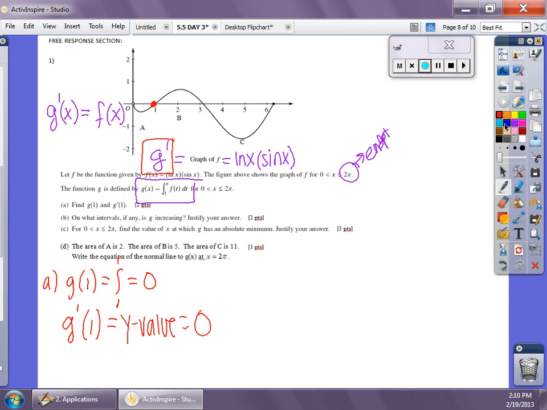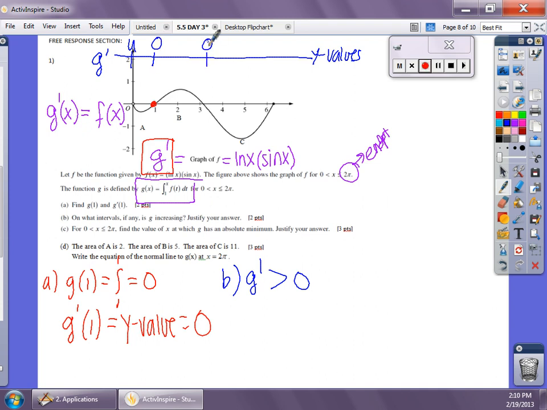Letter B, when is g increasing? G increases when g prime is positive, so I need a sign chart. We're going to do a sign chart of g prime here, but that means I'm doing y values because this is the actual graph of g prime. So the y value here is undefined. Here is 0. Here it's 0. And here it's 0. Now this one's easy. That's 2 pi. This one is 1. Here's the value I don't know. I'll find that in a second. The y values are negative. The y values are positive. The y values are negative.